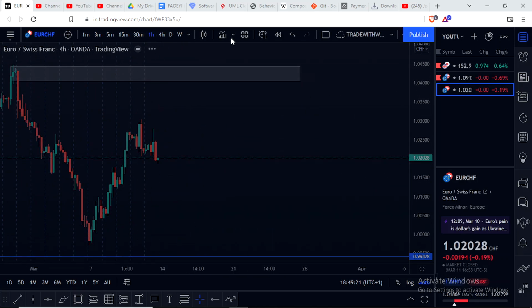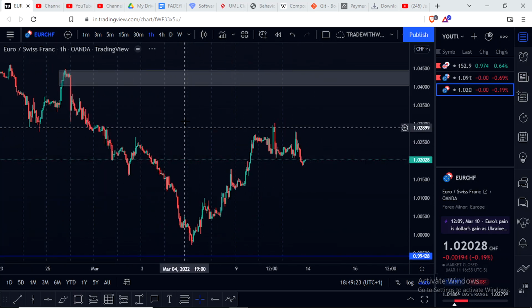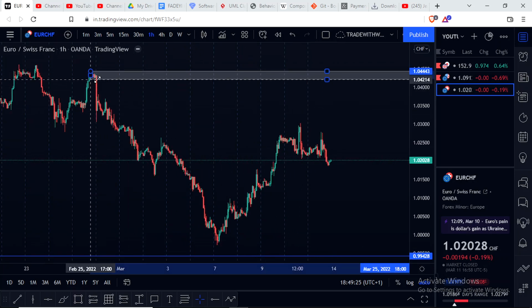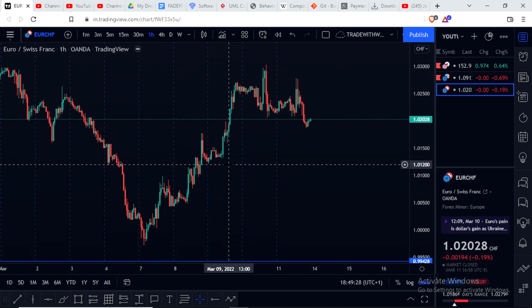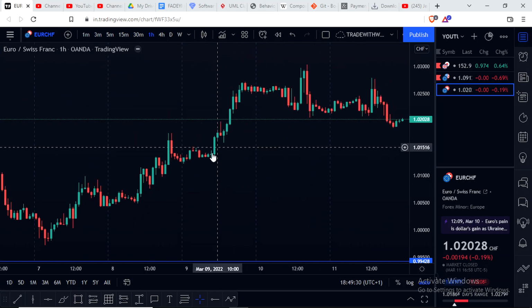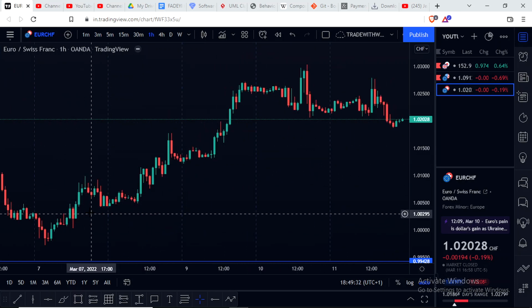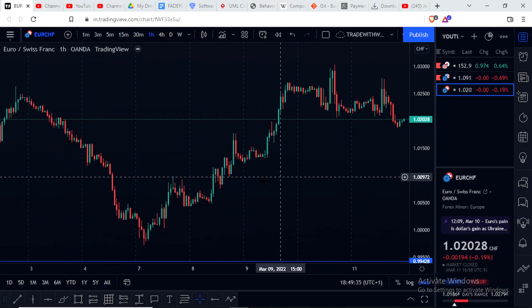So let's go into the 1 hour time frame. This is the 1 hour time frame. We have imbalance here, and then we have imbalance here also. That broke structure.